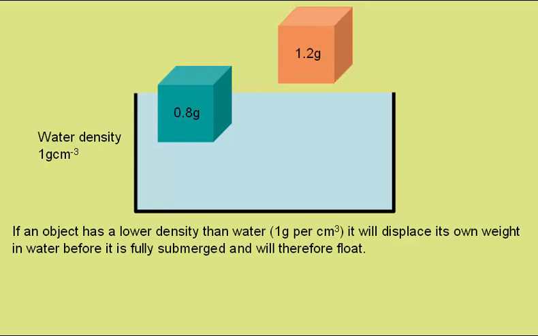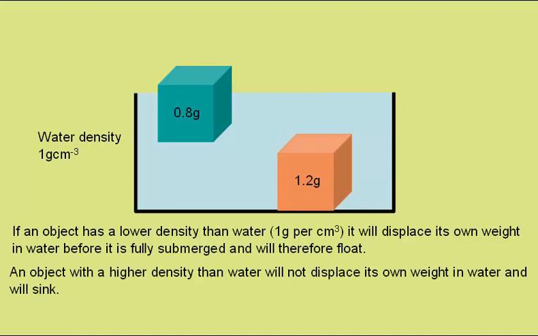This 1 centimetre cube has a mass of 1.2 grams, therefore a greater density than water. It sinks because it has a higher density than water, and so will not displace its own weight in water even when fully submerged, and will therefore sink.